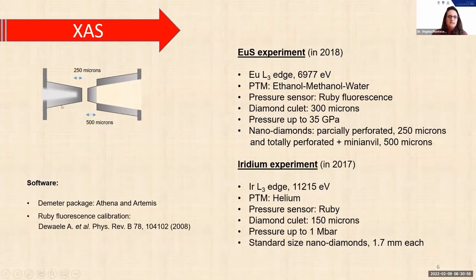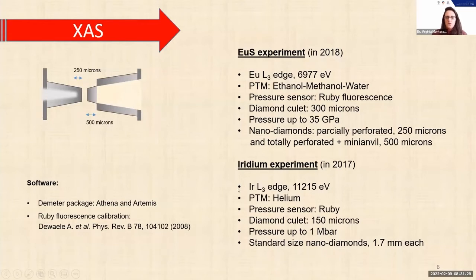Here on this side of the cell, I mounted a partially perforated anvil with a thickness of 250 microns. And on this side, I mounted a totally perforated anvil with a mini anvil with a thickness of 500 microns. So we reduced a lot the thickness of diamonds. The diamond culet was 300 microns, so we could increase the pressure up to 35 gigapascal. And we used the ruby fluorescence as pressure sensor and ethanol-methanol-water as pressure transmitting medium.